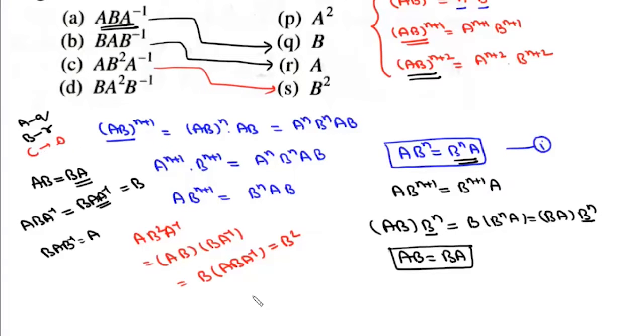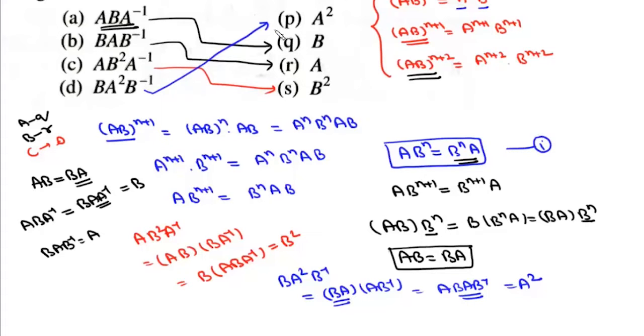In the same way, b a square b inverse will be ba into ab inverse. Now ba is ab, so it will be ab ab inverse, and bab inverse is a. So it will be nothing but a square. So this d matches with p. So the answer is QRSP.